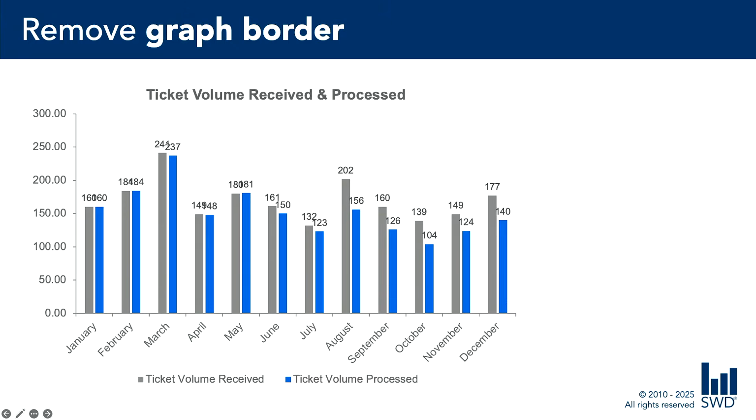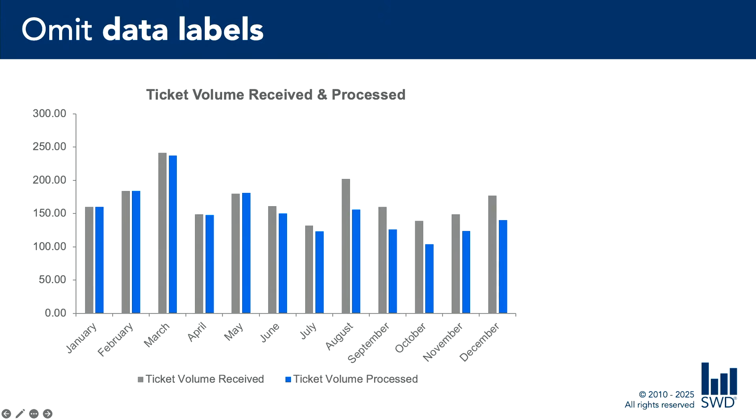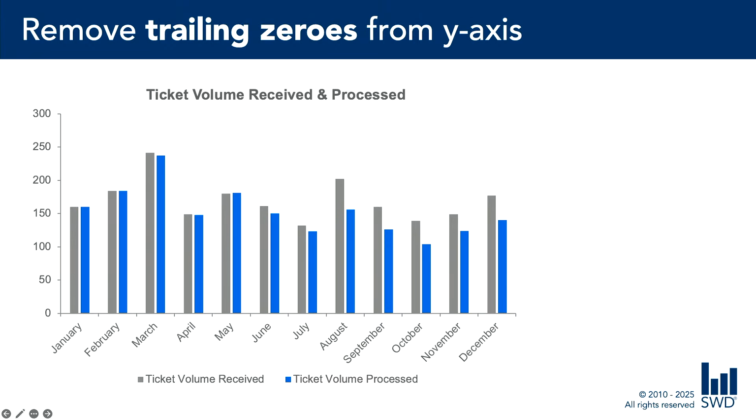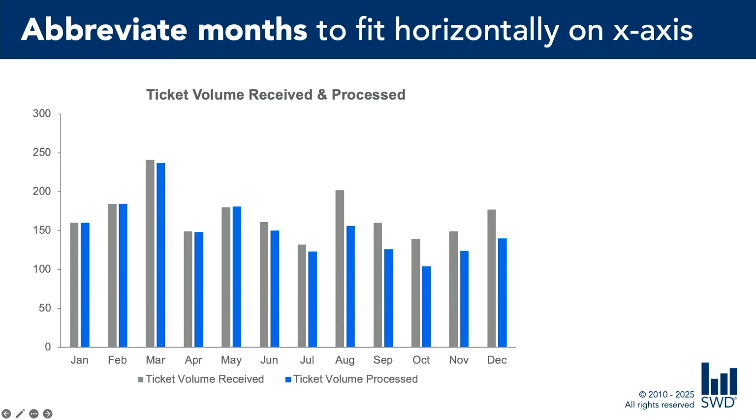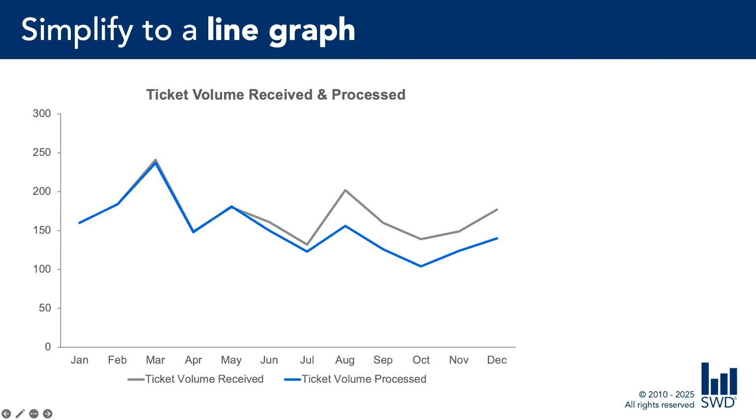It's always amazing to me how much those two steps alone do in terms of making my data stand out more. Next, I'll remove all those data labels. That certainly lightens things up. I'll drop the trailing zeros from my y-axis, abbreviate the months horizontally on the x-axis, and watch this next step because it's simple, but it's a big one, which is when I change from bars to lines.